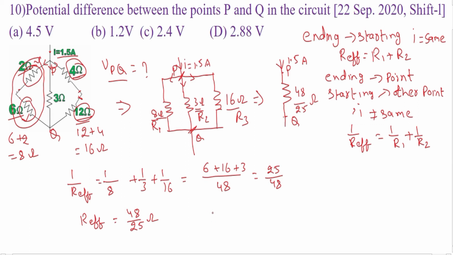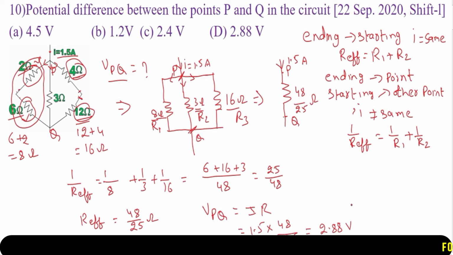If you apply Ohm's law, the formula for VPQ will be VPQ is equal to IR. That is, V is equal to IR, where I is the current flowing, which is nothing but 1.5, and R is the resistance, which is equal to 48 by 25. If you solve this, you will get a value of 2.88. So the potential difference across P and Q will be equal to 2.88 volts, which is D in our option. Okay, so now let us go to our next sum.